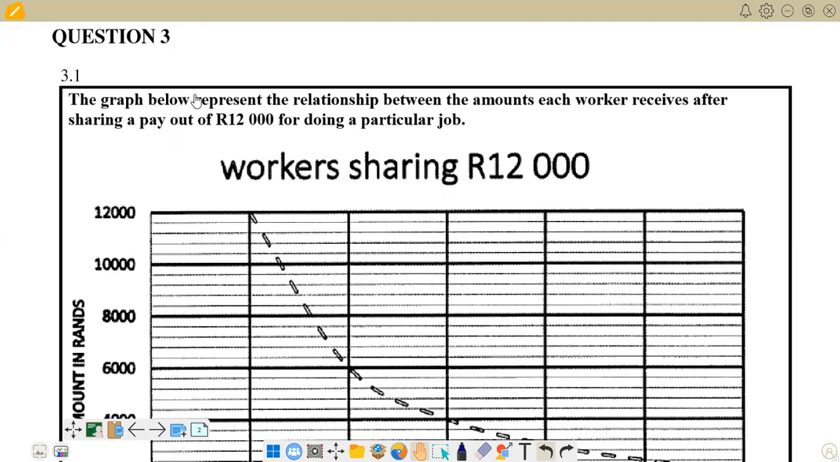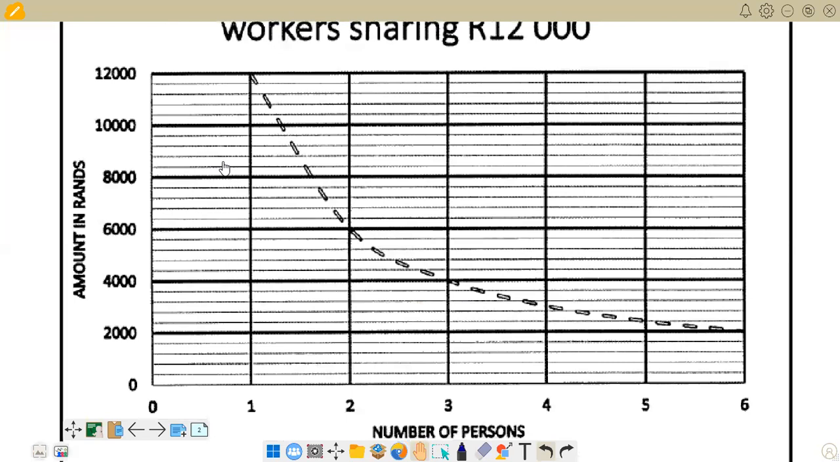The question reads: the graph below represents the relationship between the amount each worker receives after sharing a payout of 12,000 rands for doing a particular job. So we are given workers sharing 12,000, and we are given a graph, whereby we have amount in rands on the vertical axis, and number of persons on the horizontal axis, and then we have our dotted curve there.